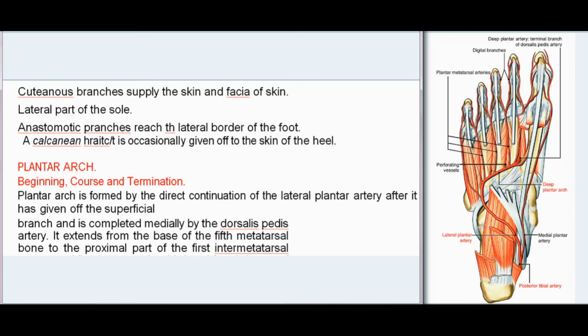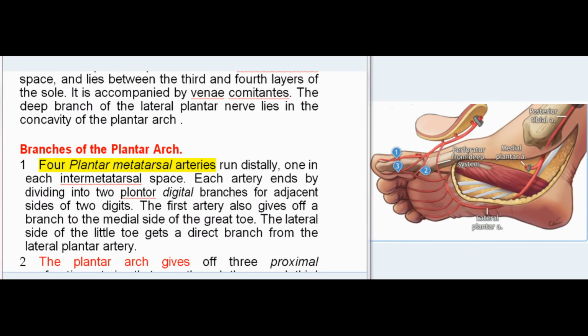Plantar arch. Beginning, course and termination. Plantar arch is formed by the direct continuation of the lateral plantar artery after it has given off the superficial branch and is completed medially by the dorsalis pedis artery. It extends from the base of the 5th metatarsal bone to the proximal part of the first intermetatarsal space, and lies between the 3rd and 4th layers of the sole. It is accompanied by vena comitans. The deep branch of the lateral plantar nerve lies in the concavity of the plantar arch.